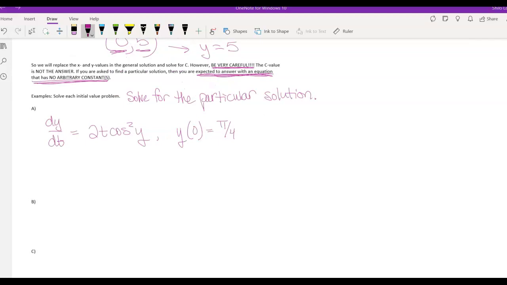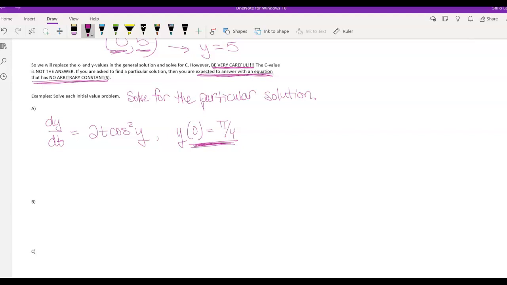For our first initial value problem, we are asked to find the particular solution for the differential equation dy over dt is equal to 2t cosine squared y. And we know that y of 0 is equal to pi over 4. So this is our initial condition. We're going to just hold on to this piece until the end.